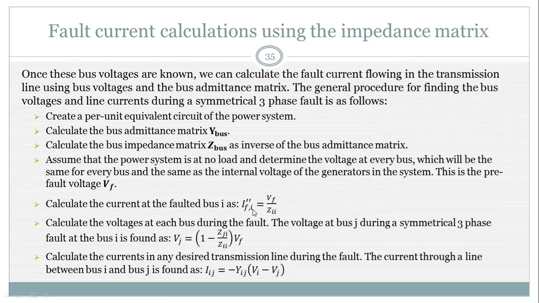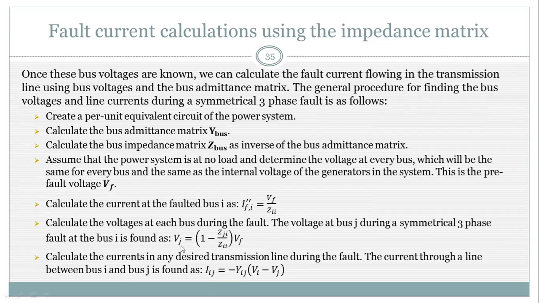A simple general equation is: the short circuit fault current is equal to the fault voltage divided by the self impedance of the bus in which the short circuit fault occurred. It means that if in a 10 bus power system a short circuit fault occurs at bus 5, then the short circuit current should be equal to the fault voltage divided by the self impedance of bus 5, that is Z55. Now, after the fault occurs, the new bus voltage we can find by the equation of Vj. This is the general equation.